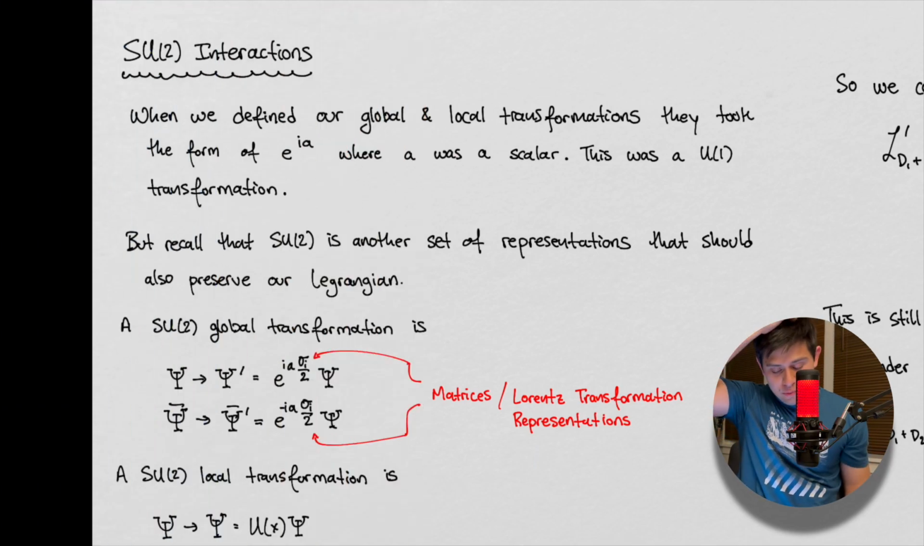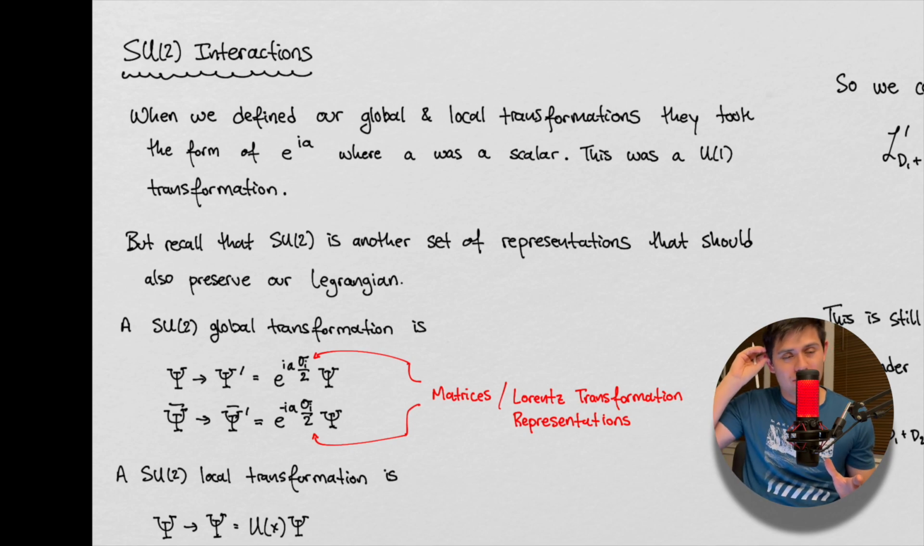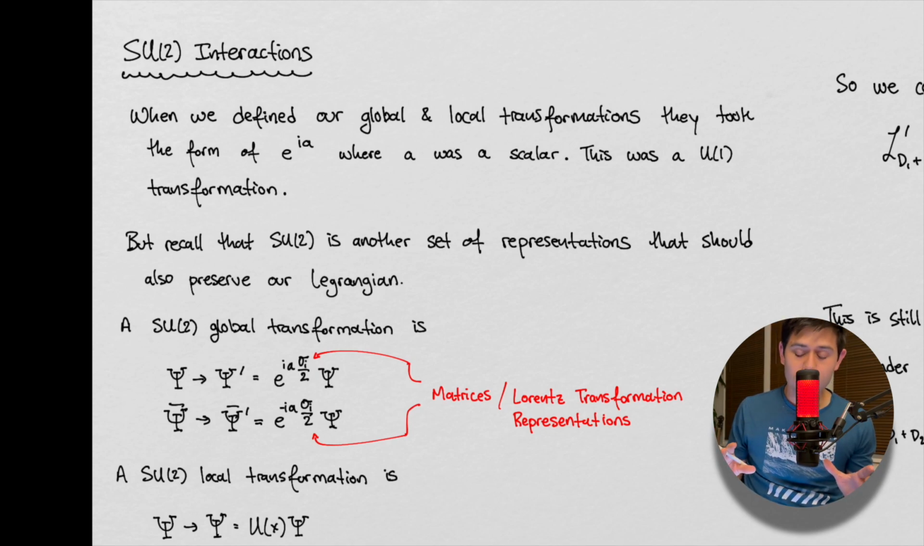Okay, so today we are looking at SU2 interactions. These SU2 interactions are going to be very, very important for what's to come. So we want to really establish ourselves here. When we defined our global and local transformations, they took the form of this e to the iA. If it was a global transformation, A was just a constant across all of space-time. If it was a local transformation, A was a function of x, x being our space-time.